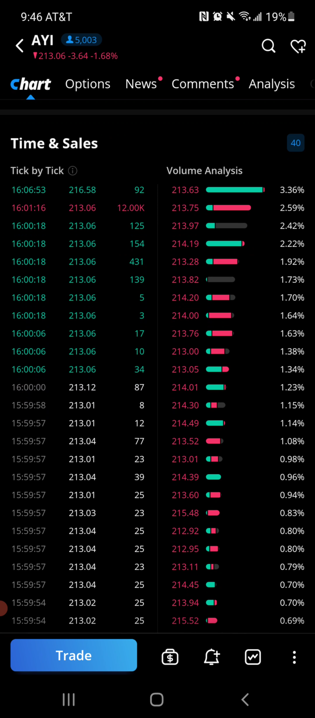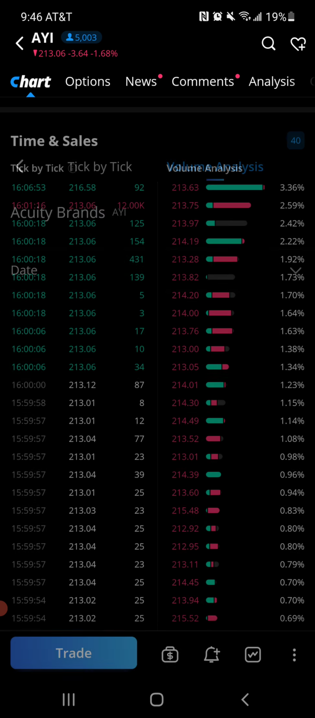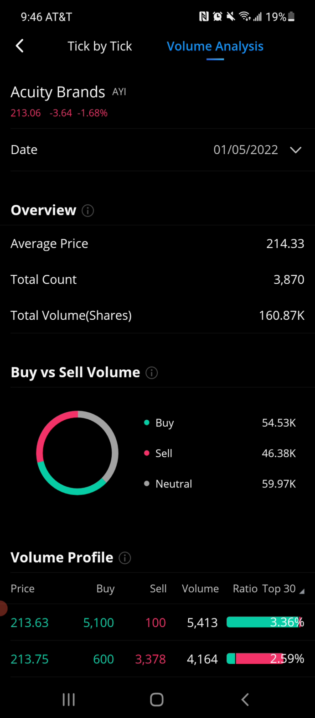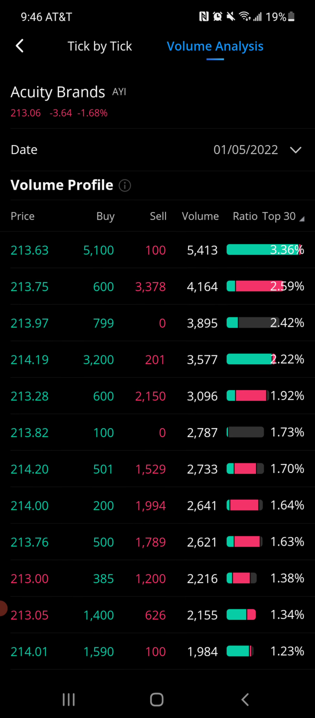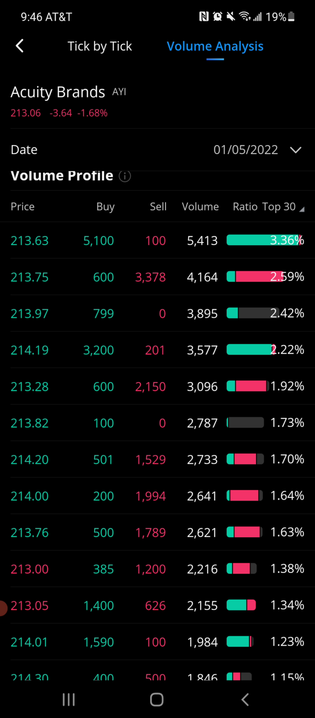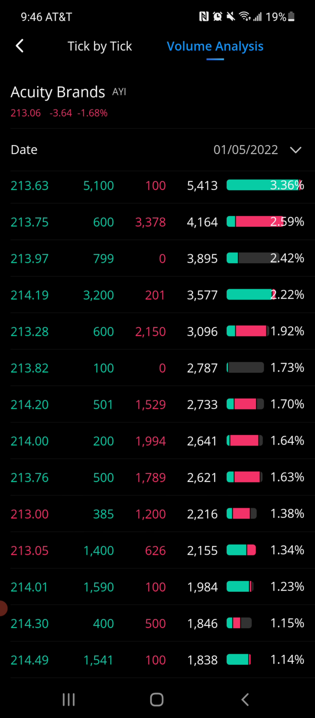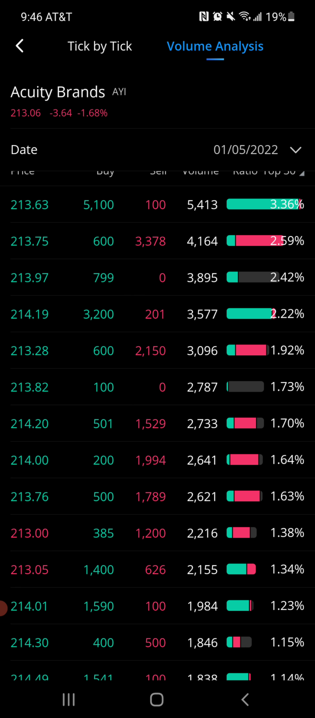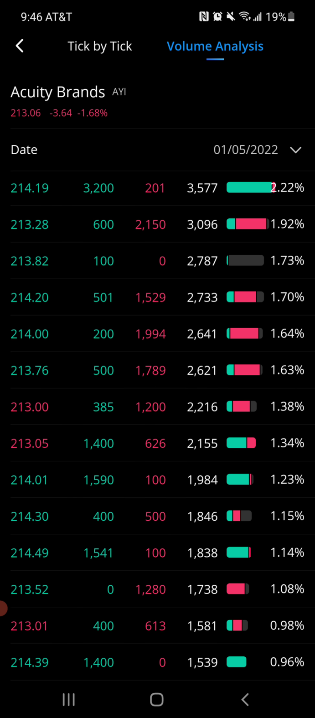What do we see? We see that 213.63 was the biggest volume price of the day, the biggest price that shares were bought or sold. So we know that the majority of it was bought volume. If you want to dig into it further, you can click on it and look at the exact amount bought and sold versus held, or grayed out, neutral. But you see here there's a lot of buy volume on some of these prices. But then again, on some of them, there's more sell volume.